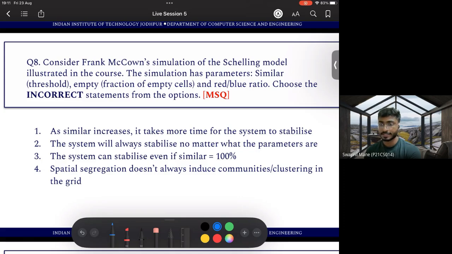The parameters are the similarity threshold, meaning how many neighboring nodes are of similar type, right? If they are of similar type, then the node will not shift to another location. If there are not as many similar neighbors for the central node, then in that case the central node will shift or migrate to another location.